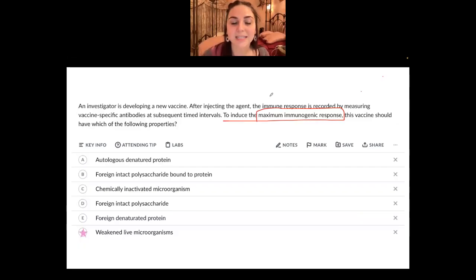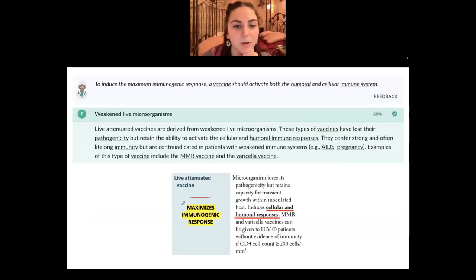Remember, live attenuated is going to be both humoral and cellular immunity. I picked the other one because it was a knee-jerk reaction. I was like, oh yeah, you're getting T cells and B cells, right? But no, remember, live attenuated is the best one if you want to maximize the immunogenic response. That's why I put this on my slide, though you don't have it on yours, because I really wanted to emphasize that. You want to activate both humoral and cellular immune responses, so you want to give the live attenuated.